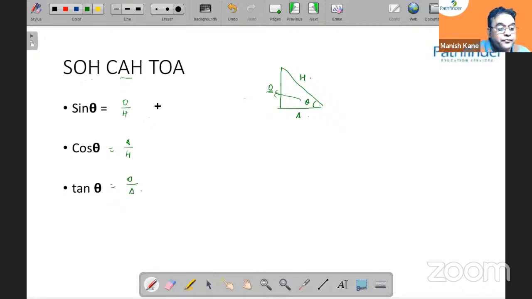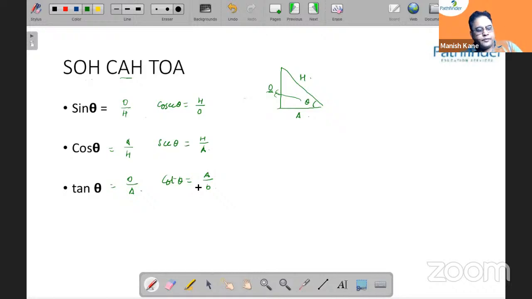Now remember, 1 by sine theta is cosec theta, which is hypotenuse upon opposite. 1 by cos theta is sec theta, which is hypotenuse upon adjacent, and 1 by tan theta is cot theta, which is A upon O.